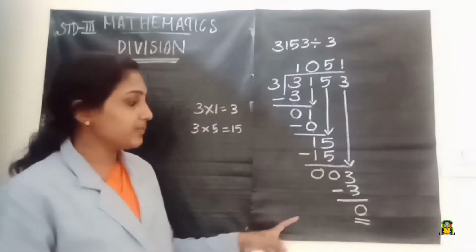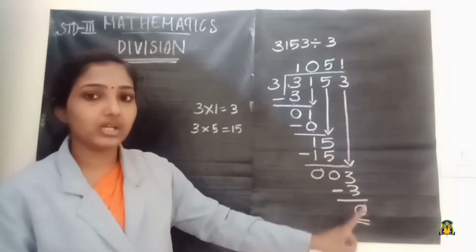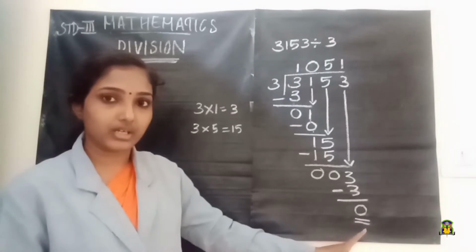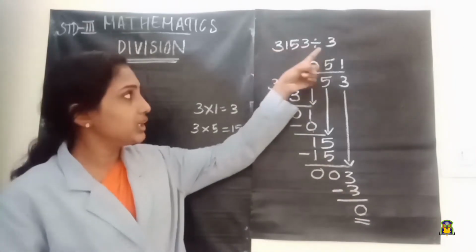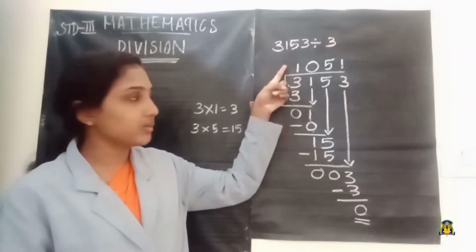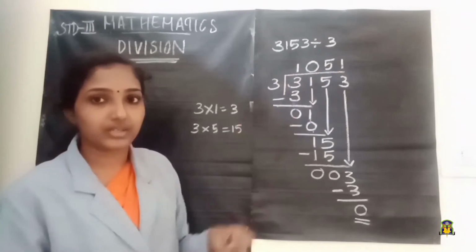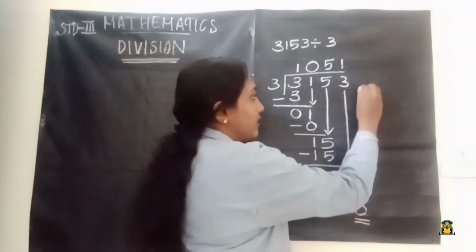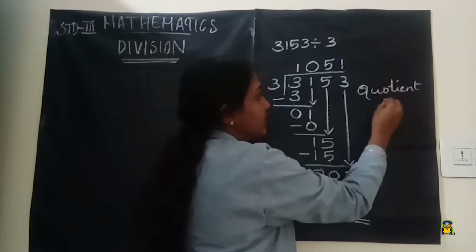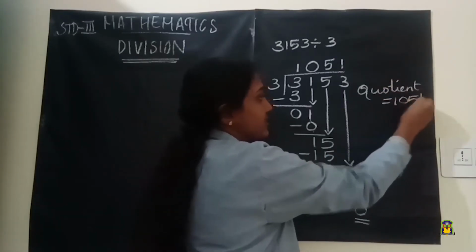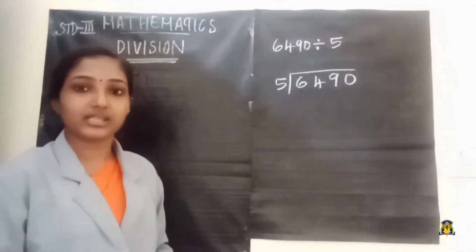Okay. So we have completed our division. No other digit is there to bring down. So we completed our division here. Okay. So here we divided a 4-digit number by a 3-digit number and we got a quotient. What is the quotient here? 1051. Okay. So our quotient is equal to 1051.